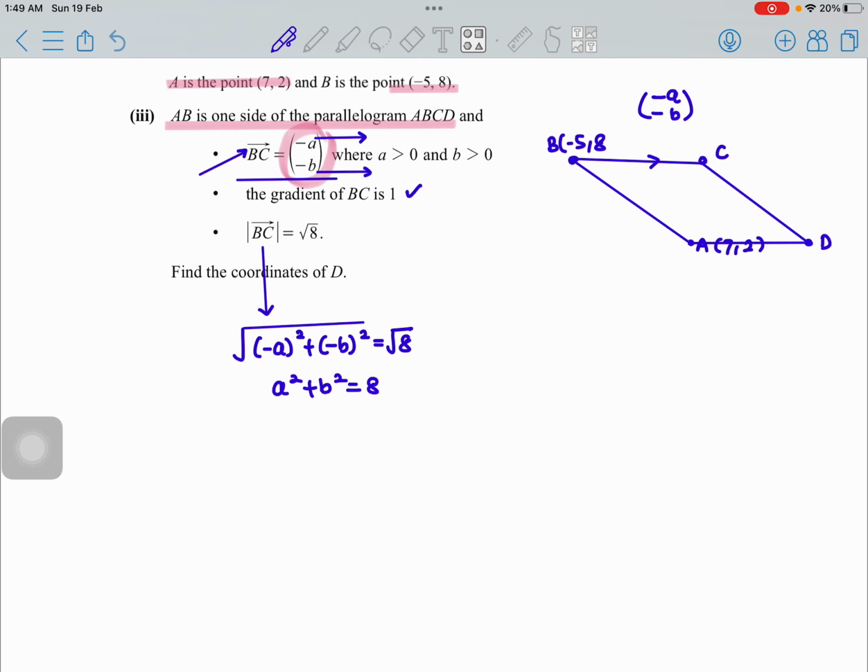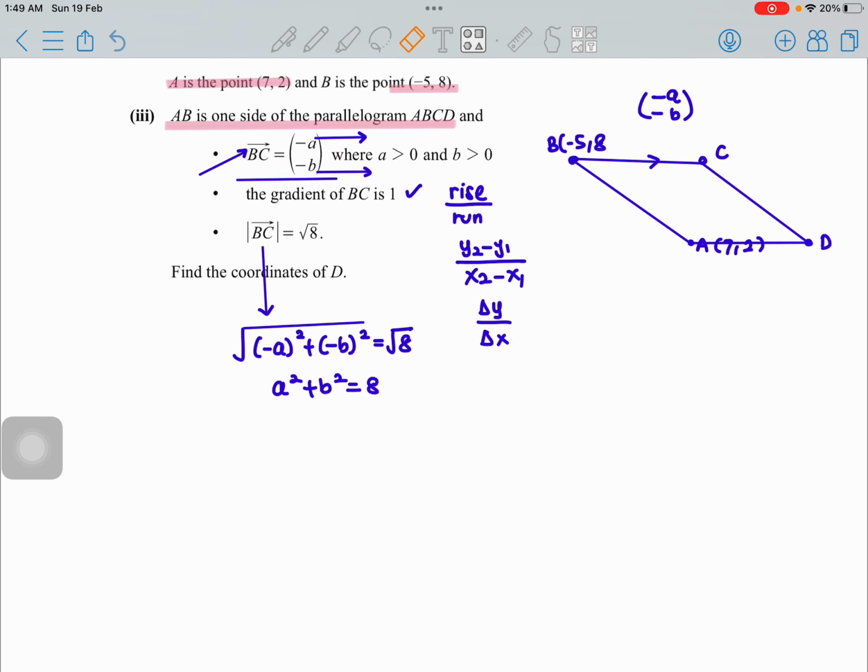Okay. Now, let's analyze the gradient. They are saying the gradient of BC is 1. What is the meaning of gradient? Rise over run. And a lot of you will remember it as (y2 minus y1) over (x2 minus x1). What is y2 minus y1? The change in the y, and the other one is the change in the x.